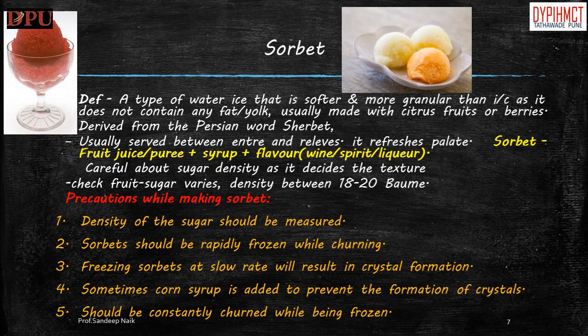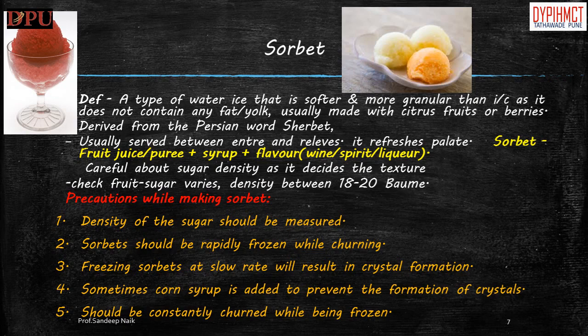Definition of sorbets. Sorbet is a type of water ice that is softer and more granular than ice cream as it does not contain any fat or yolk, usually made with citrus fruits or berry juices flavored with wine or spirit or liquor. It is derived from the Persian word sherbet. It is called water ice in English, sorbetto in Italy and shrab in Arabic. Sorbets are served between entrées and reliefs in the French classical menu. It refreshes the palate.